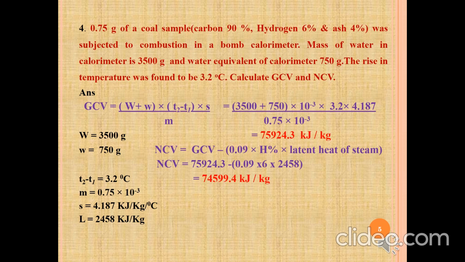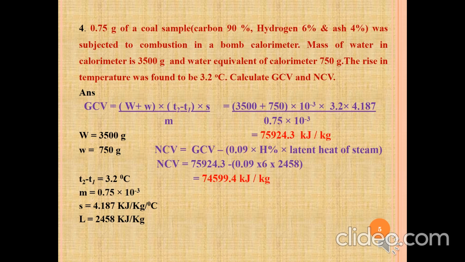Capital W, which is given by 3500 gram, which is weight of water taken inside the calorimeter. Next, small w, which is water equivalent of calorimeter, which is given by 750 gram. Next, rise in temperature, that is T2 minus T1, which is given by 3.2 degrees Celsius. Next, mass of the fuel, which is given by 0.75 into 10 raised to minus 3 kg. So here we have to see the mass of the fuel is given in gram, that is 0.75 gram. We have to convert into kg. So it will become 0.75 into 10 to the power minus 3 kg.